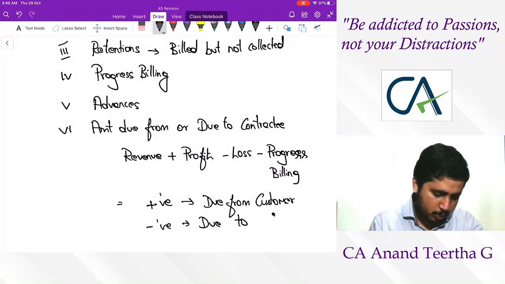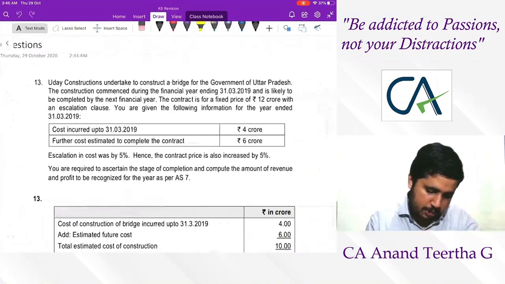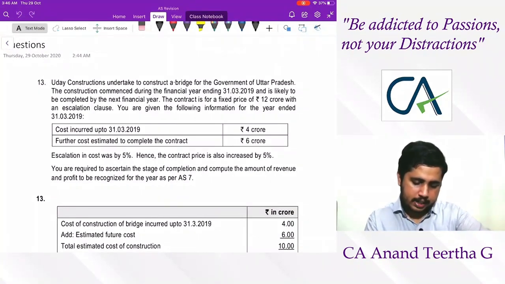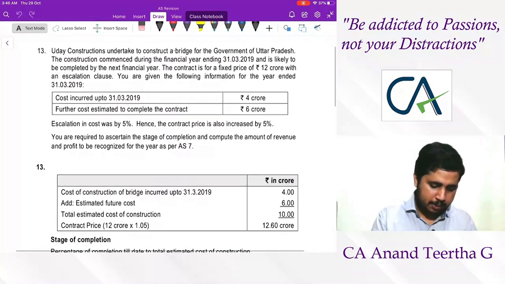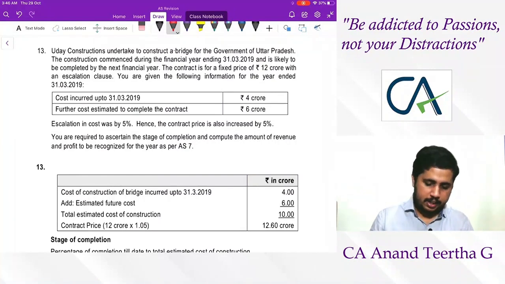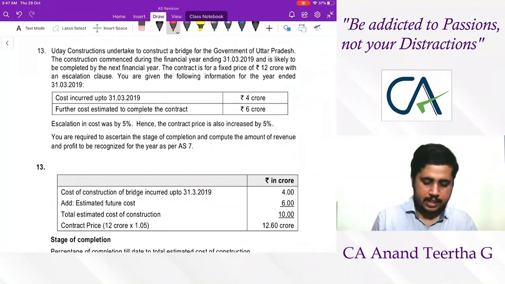Now let's quickly move towards one or two problems and conclude this particular standard. I'll quickly read up the question now. Uday Constructions undertake to construct a bridge for the government of Uttar Pradesh. The construction commenced during the financial year ending 31/3/19 and is likely to be completed by the next financial year. The contract is fixed price of 12 crore with an escalation clause.